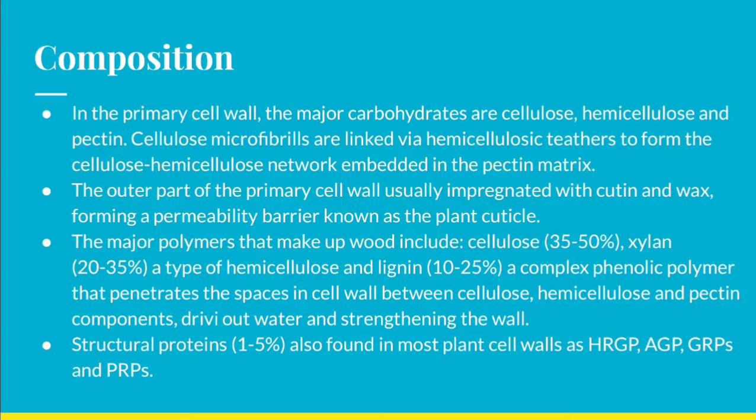Composition. In the primary cell wall, the major carbohydrates are cellulose, hemicellulose and pectin. Cellulose and hemicellulose microfibrils are linked to each other to form the cellulose-hemicellulose network embedded in the pectin matrix. The outer part of the primary cell wall is usually impregnated with cutin and wax, forming a permeable barrier known as the plant cuticle.